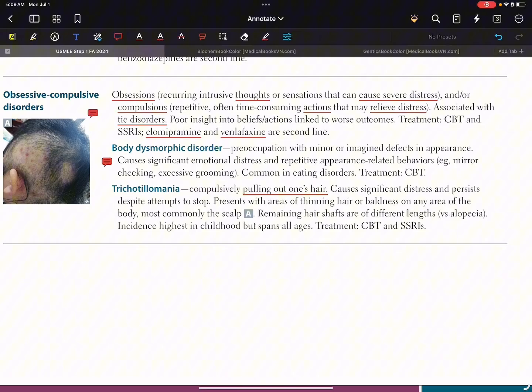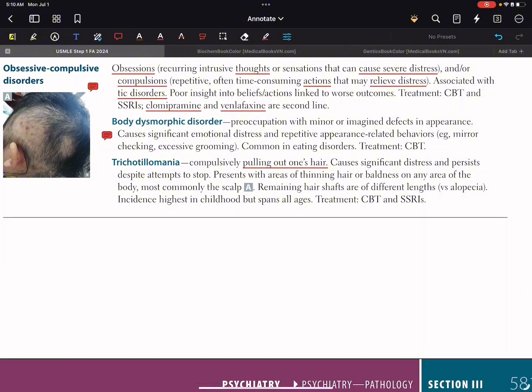Body dysmorphic disorder: preoccupation with minor or imagined defects in appearance causes significant emotional distress, with repetitive appearance-related behaviors, mirror checking, excessive grooming, common in eating disorders. Treatment, CBT. Trichotillomania is compulsively pulling out one's hair, causing significant distress and resistance despite attempts to stop. It presents with areas of thinning hair or baldness on any area of the body, most commonly the scalp. Remaining hair shafts are of different length, versus alopecia. Incidence is highest in childhood, but spans all ages. Treatment, CBT, SRI.